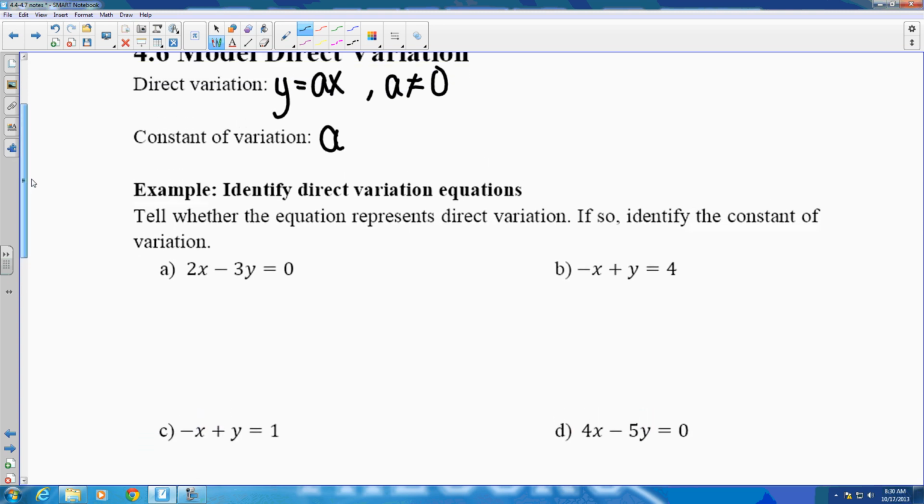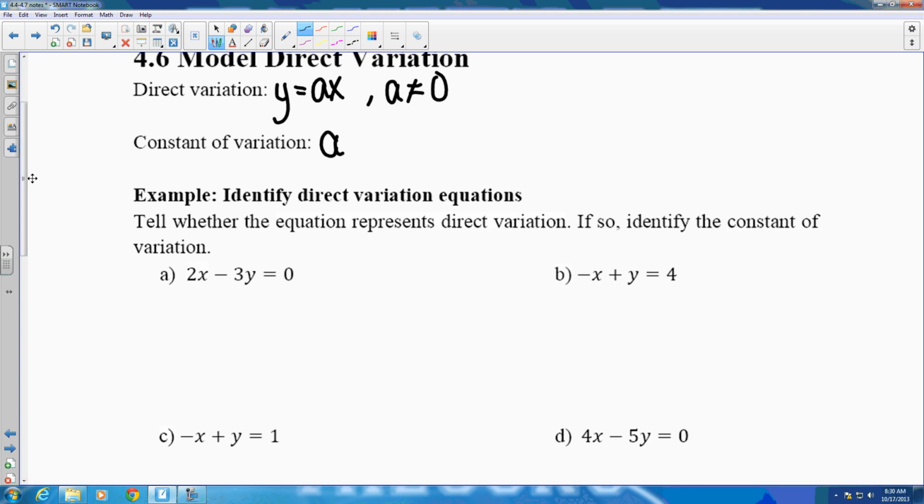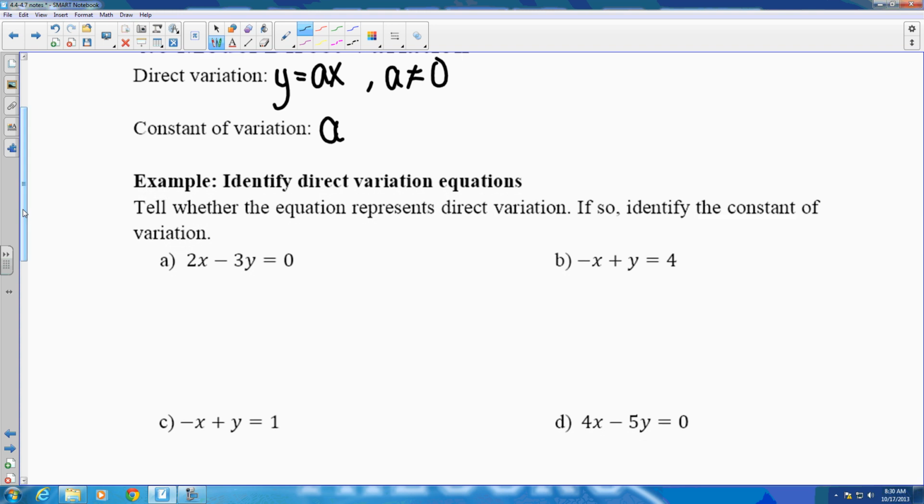So we're going to tell if these four equations are direct variation equations. Now, in order to be direct variation equations, they have to be strictly multiplication. There can't be any addition when we solve it for y. So that's going to be our goal. All of these, we need to solve it for y. If it is direct variation, we need to find what the constant of variation is.